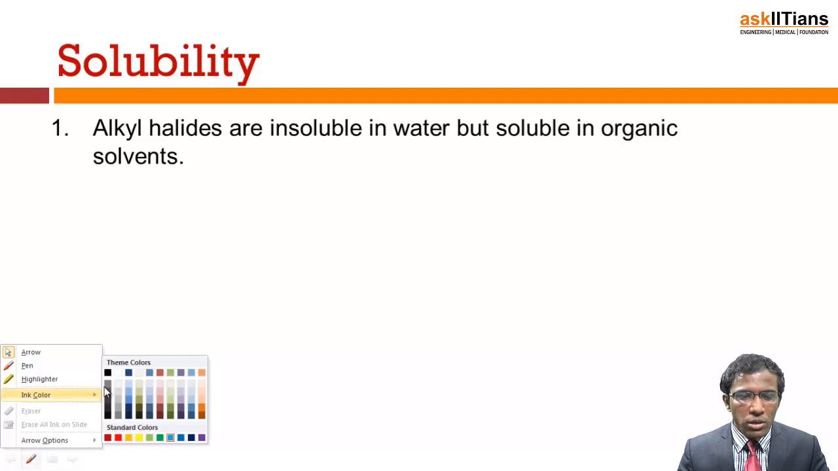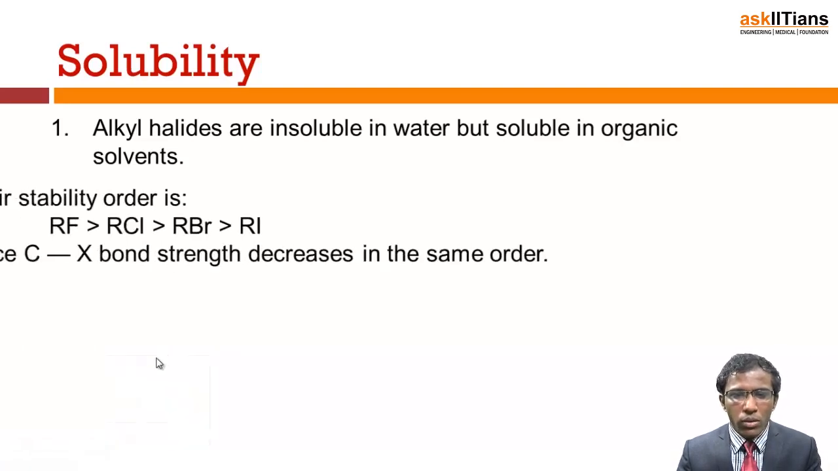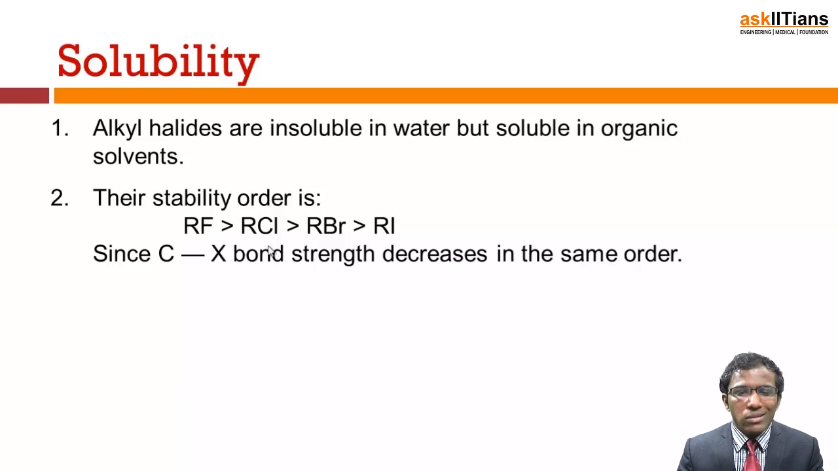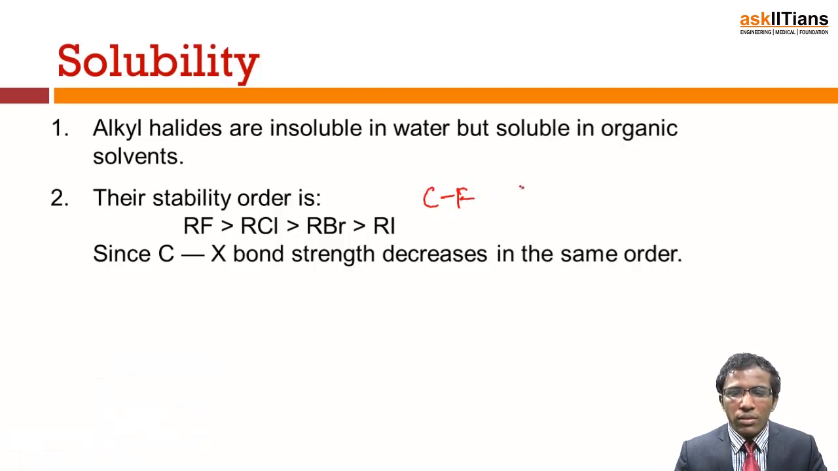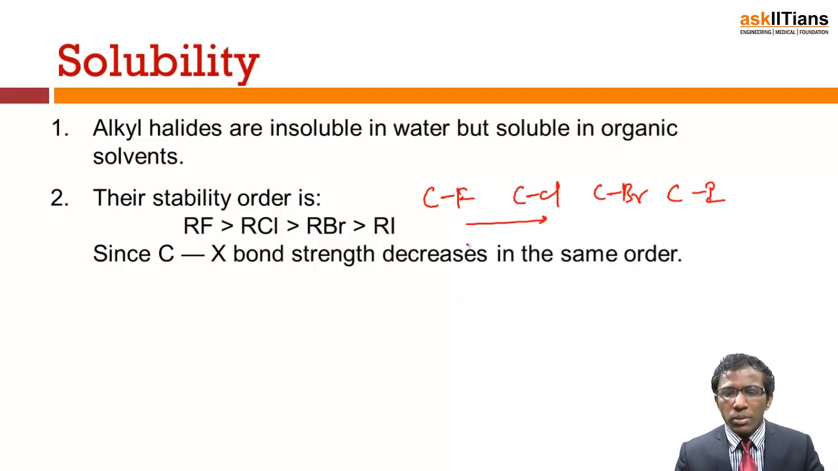So they are not soluble in water, they are insoluble in water. Their stability order is this. If you see, the C-X bond strength decreases in the same order: C-F, C-Cl, C-Br and C-I. If I move from left to right, the size of the halogen atom is increasing. If the size of the halogen atom increases, that increases the bond length. If bond length increases, then bond energy decreases.